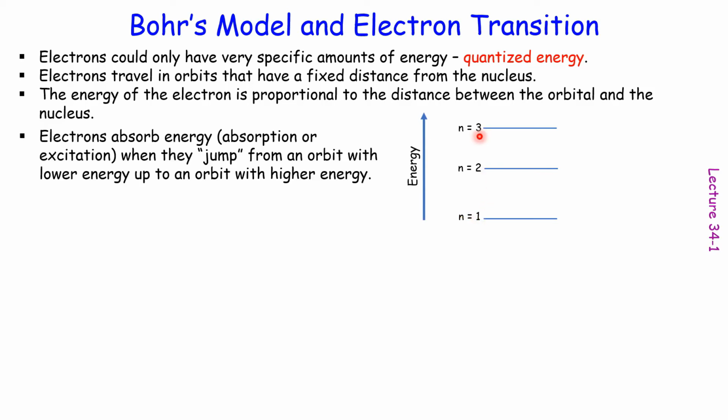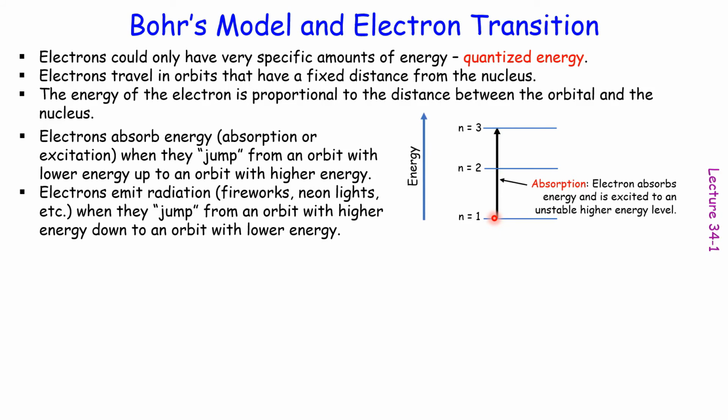Now we'll talk about absorption. What is absorption? So when electrons jump from orbitals with lower energy to orbitals with higher energy, energy is absorbed. And this process is called absorption. The electrons are excited. That's absorption.